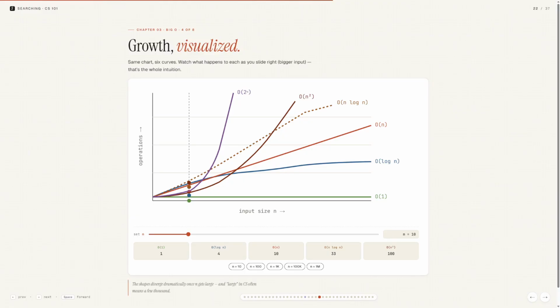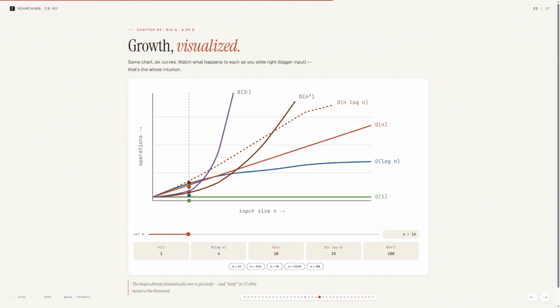All right. So, this is one of my favorite slides. It's interactive. You see a chart on the screen with 6 curves, one for each big O class. Below the chart is a slider for n, and a row of cards showing the exact operation counts for the current n. Watch. There's a slider here, but I made presets, so let's use that.